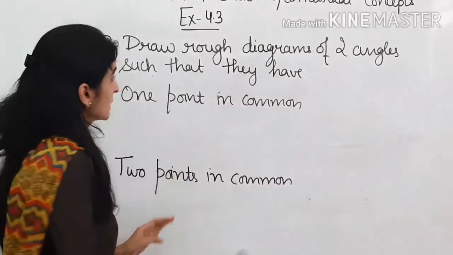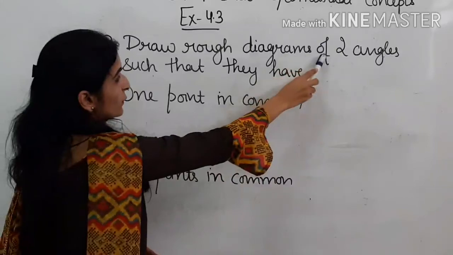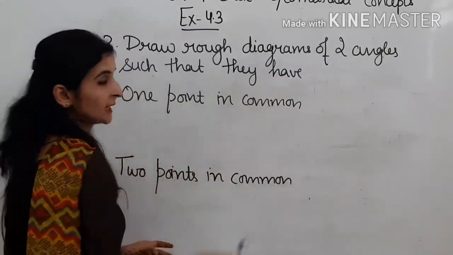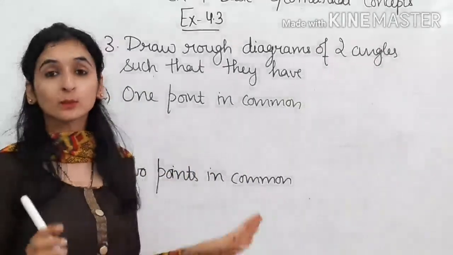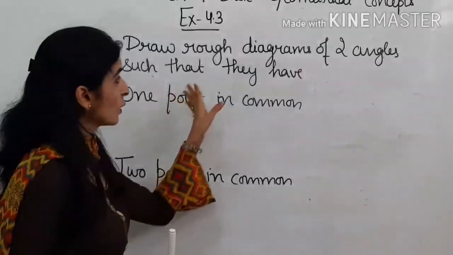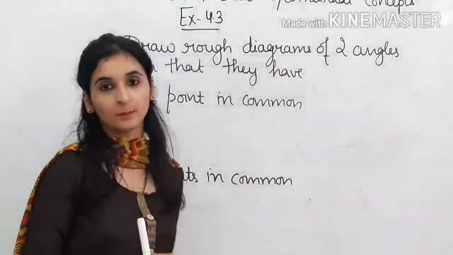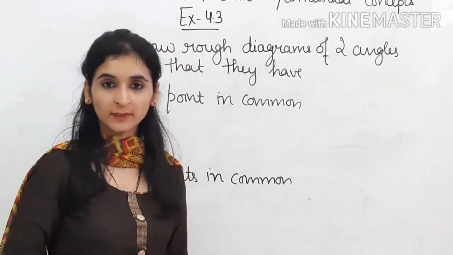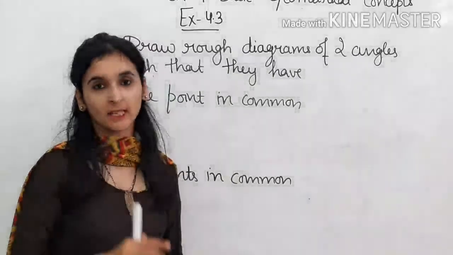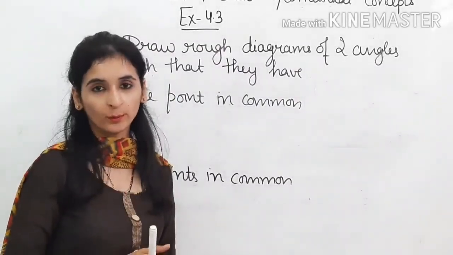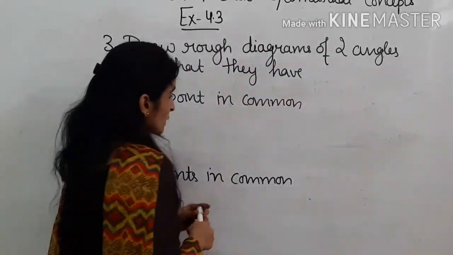Then the next question is, draw rough diagrams of two angles such that they have one point in common. So what are we going to do here? The question is, draw rough diagrams of two angles. We have to draw a rough diagram of two angles such that they have one point in common. We have to draw two angles.